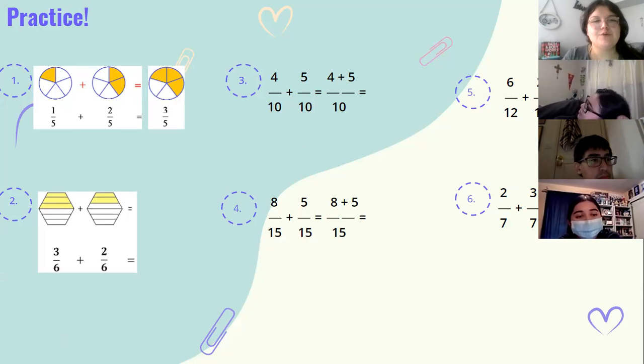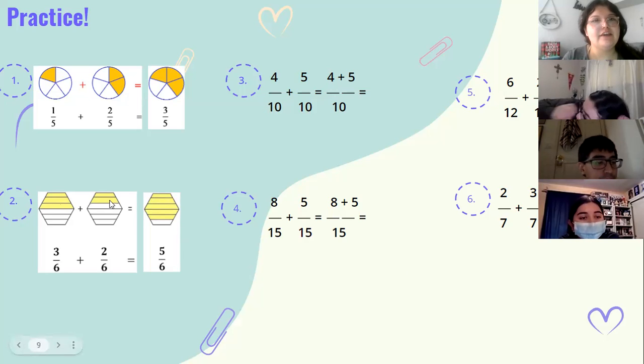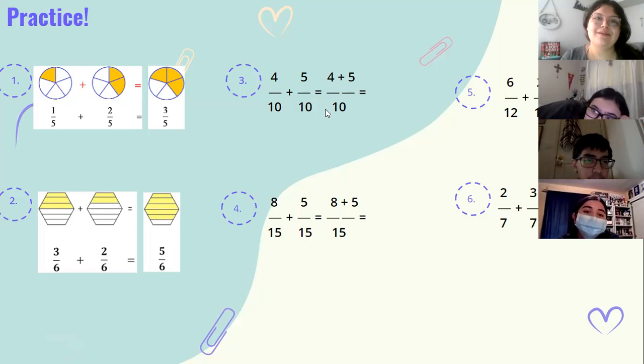For number 2, 3/6 plus 2/6. Can you tell me the answer for number 2? 5/6. Perfect. It is 5/6. And as you can see, if you were to shade these two together, you would get 5/6.